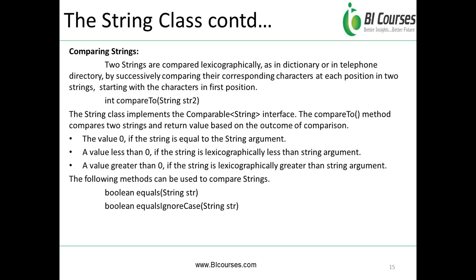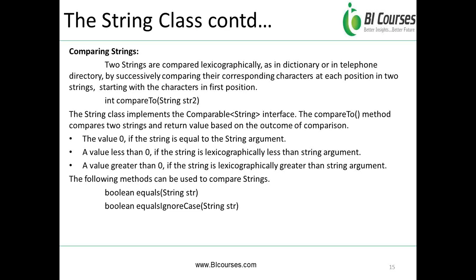So this method called compareTo, and we can pass another string value. If both the strings are equal, then we will get 0. If the value is less than 0, that means the string is lexicographically less than the string argument. So the first string is less than the second string passed as the argument. If the value is greater than 0, then it is lexicographically greater than the string argument, and we will get a positive value.